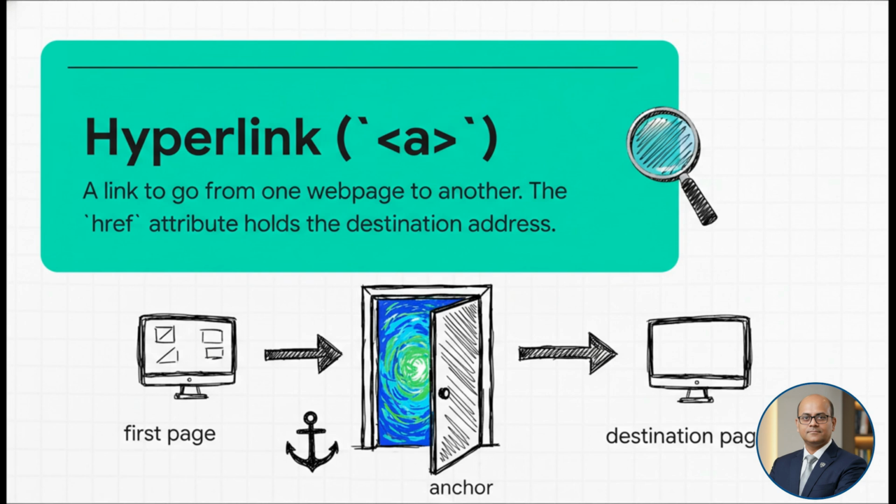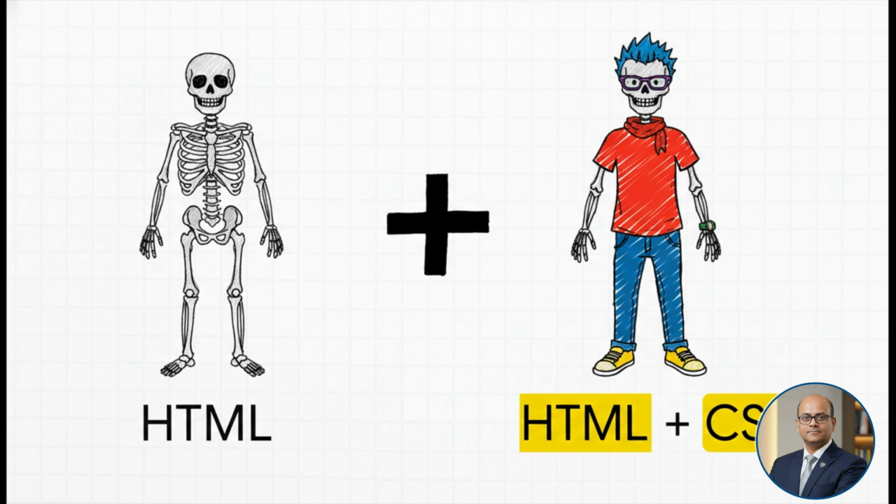The href part is very important. It tells the browser the address of the page where we have to go. So, we have the HTML structure, but our page looks very simple, no? To make it look good, we use something called CSS. If HTML is the body, then CSS is the clothes and the makeup. It adds all the colors and all the styles.